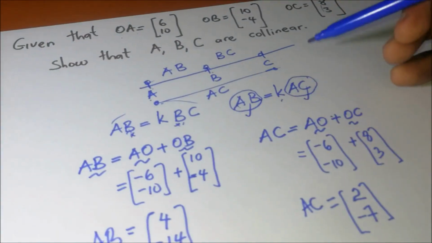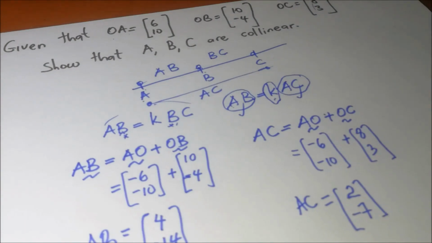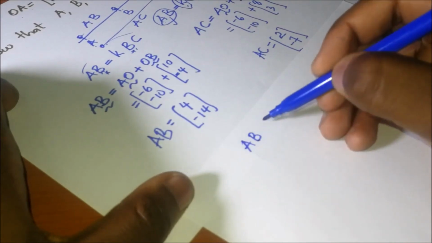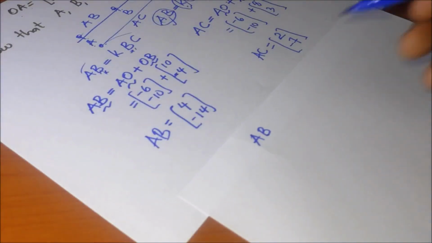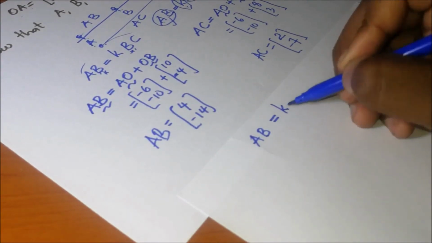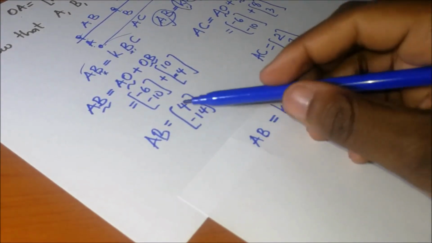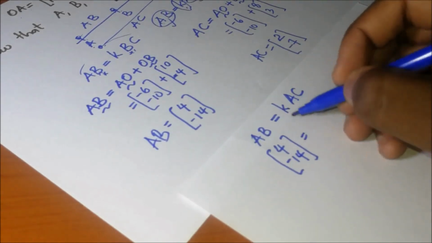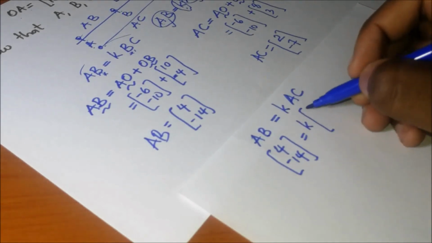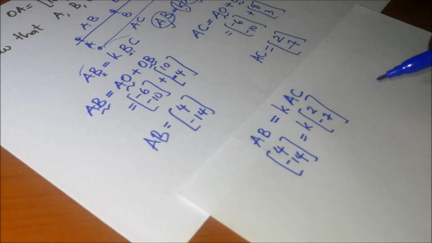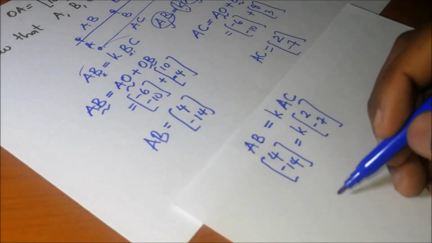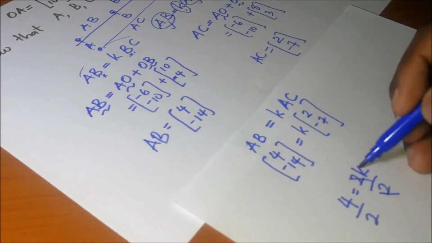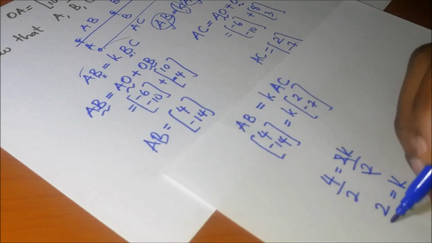We have our AB, we have our AC. We go ahead and find the value of k. So let's go right ahead and find the value of k. Again, we have AB being equal to the scalar k times AC. Our AB is (4, -14), which is going to be equal to the scalar k we are looking for times our AC. AC is (2, -7). On top, we have 4 is equal to 2k. When we divide both sides by 2, our value of k is 2.